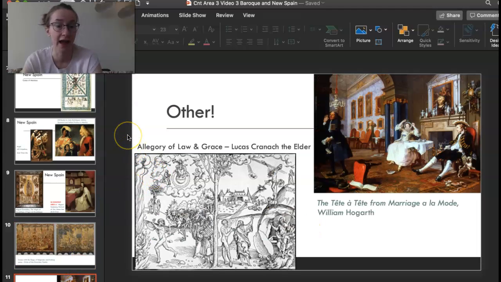All right, lastly, Allegory of Law and Grace, and then the Tete a Tete from the Marriage a la Mode. So the Allegory of Law and Grace, this was a print. This was something that could have been given out to lots of different people who might have been illiterate, and it shows the differences between Catholicism and Protestantism. It's trying to promote Protestantism.